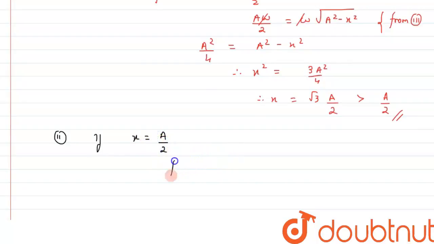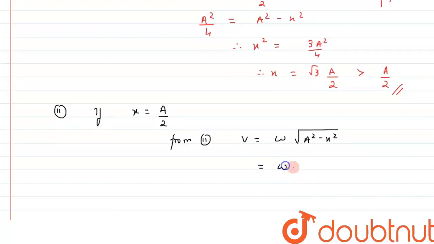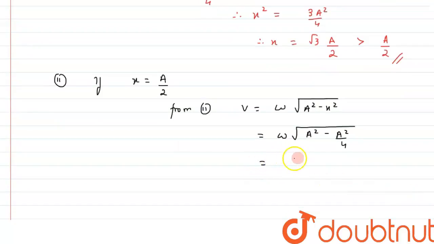So from equation 2 we can write the velocity equation. We are using it from 2: v is equal to omega under root of a square minus x square. If we substitute the value of x as a by 2, it will become this, and finally we get the answer as omega root 3 a by 2, and a omega can be written as v0, so v is v0 into root 3 by 2.